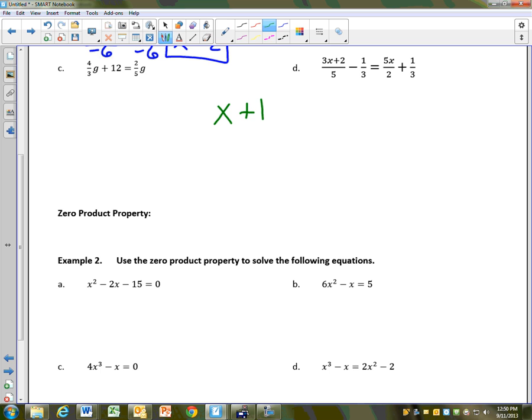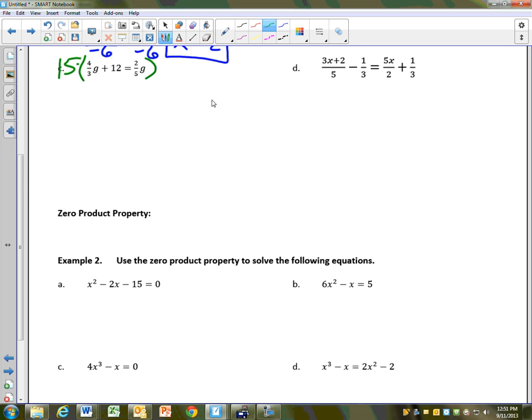x plus 1 equals 3. What's the solution to that equation? 2. If I multiply through by a constant, is 2 still the answer? It is. So multiplying through by a constant does not change the solution to an equation. So what is the common denominator that I could multiply through by for C? 15. So I'm going to take this expression, multiply through by 15. I have to multiply everything through, both sides.